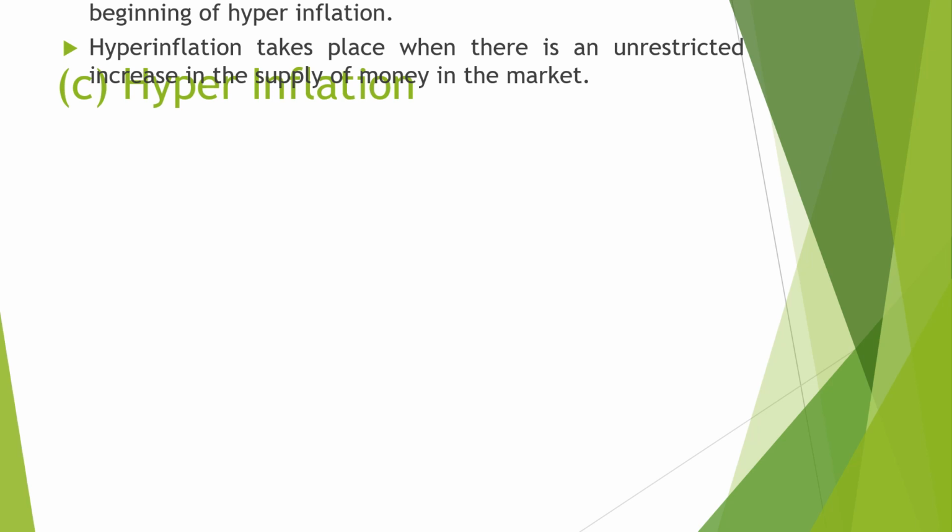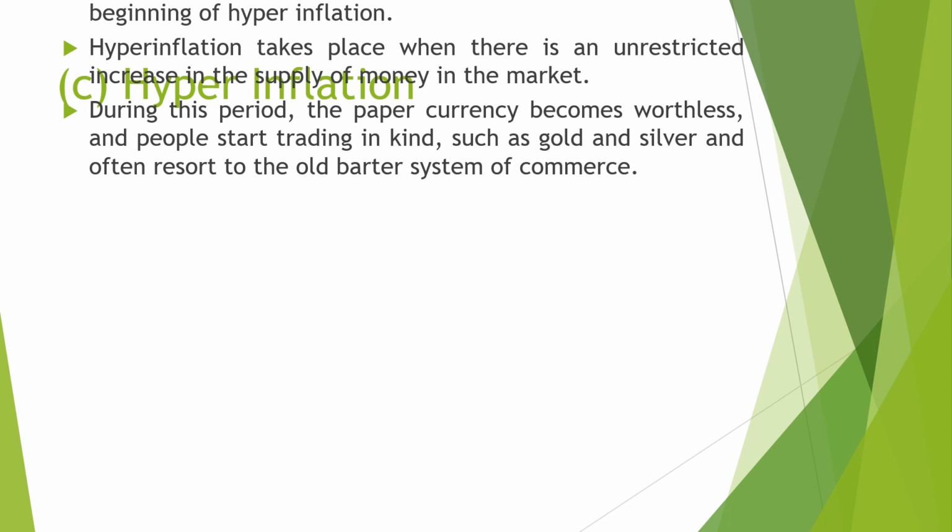Hyperinflation takes place when there is an unrestricted increase in the supply of money in the market. That means when the government prints too much money or supplies too much money into the market and doesn't have any proper control over the market. During this period, paper currency becomes worthless. That means there is no value of the country's currency in terms of paper currency. So people start trading in kind. That means the barter system takes place instead of the paper system, and gold and silver are traded for exchange, right?